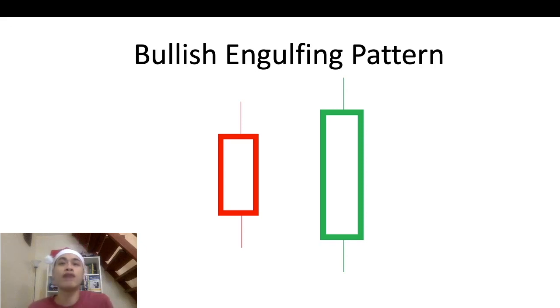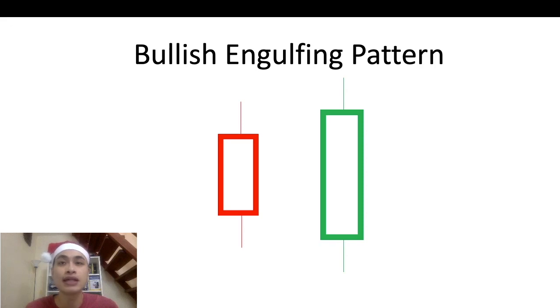Okay, so now that we have understood the different one candlestick variations, let's take a look at the two candlestick patterns and three candlestick patterns.